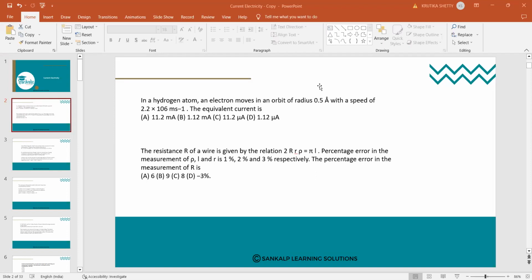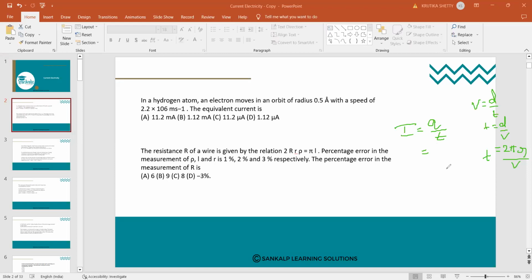Option B. Yes, what about other students? You are not getting the answer? It is so simple. Current is equal to Q by T. Speed is equal to distance upon time, so time is equal to distance divided by speed. The electron moves in a circular orbit, therefore the distance will be 2 pi r, and the speed is v.